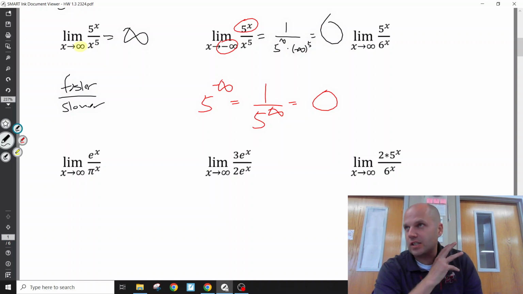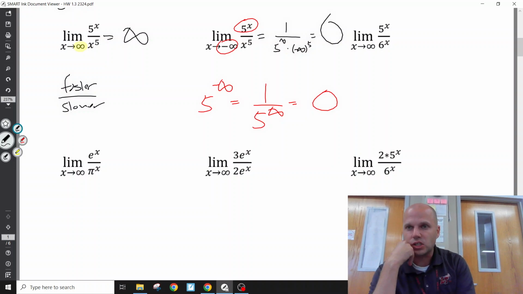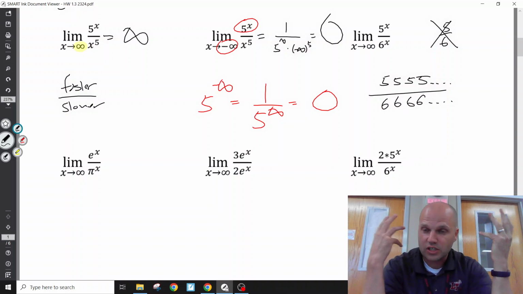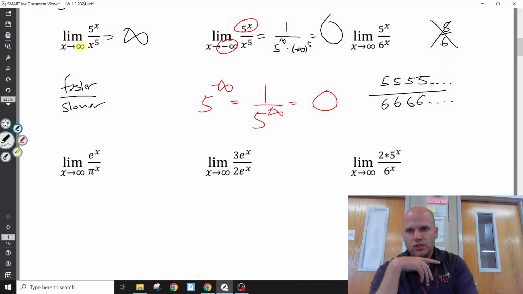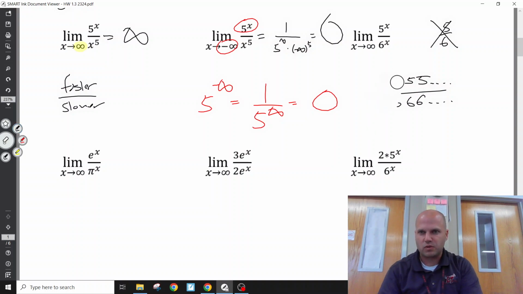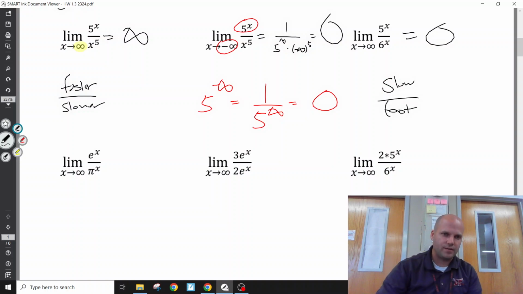5 to the x over 6 to the x, a lot of students get confused. They think it's the same growth. They think the answer is going to be 5 sixths, but the answer is not 5 sixths. 5 times 5 times 5 times 5, continuing on, over 6 times 6 times 6 times 6, continuing on, does not simplify to be 5 sixths. 6 times 6 times 6 times 6 is growing faster than 5 times 5 times 5 times 5. This is not a same over same. This is a slower over faster, which is always 0. We don't care about positive or negative.